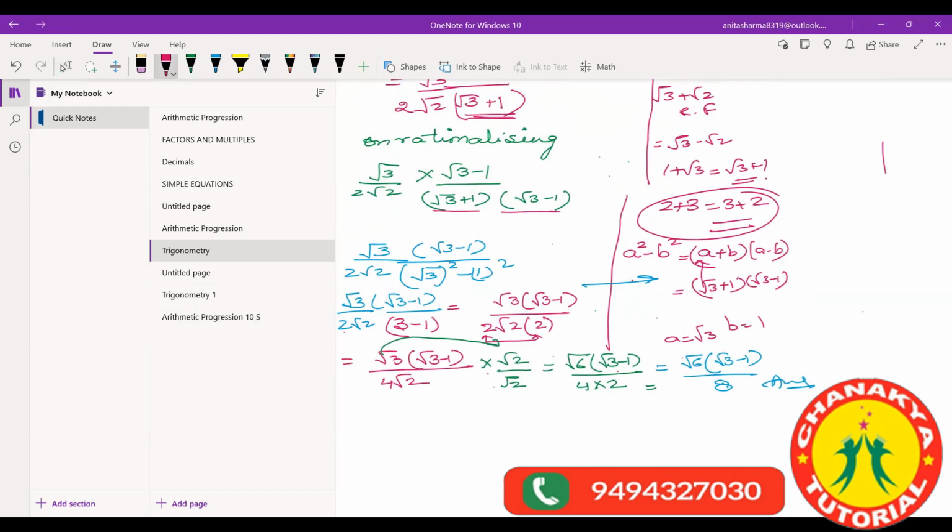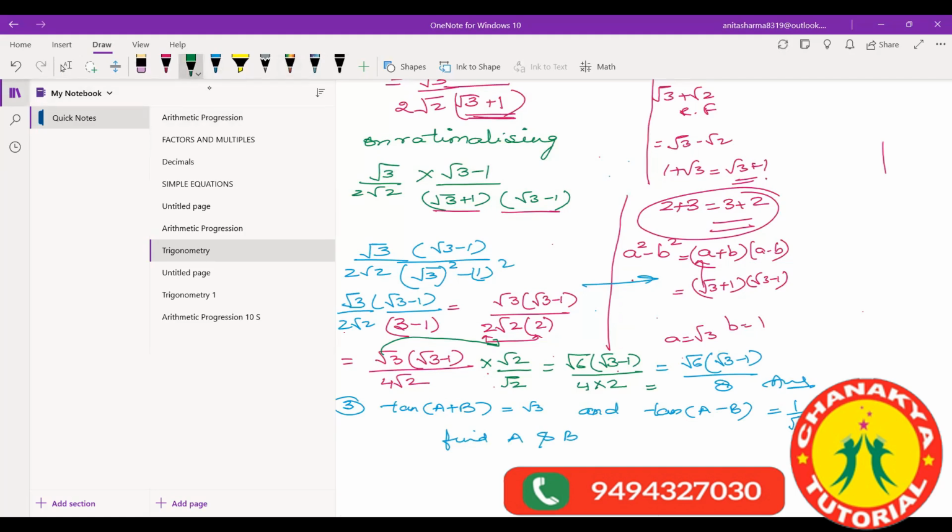See, children, there is question number 3. Question number 3: tan A plus B is equal to root 3 and tan A minus B is equal to 1 upon root 3. Then find A and B. If this type of question came in your exam, what will you do? First of all, you will check your table.